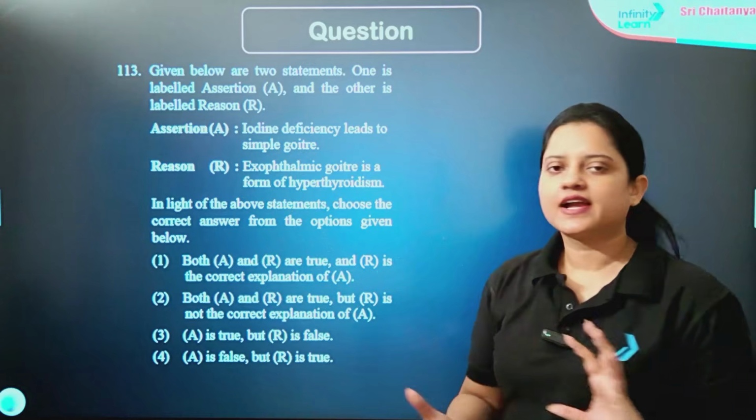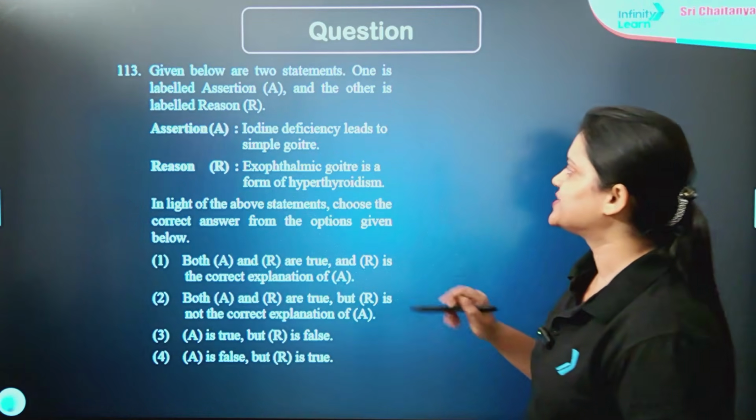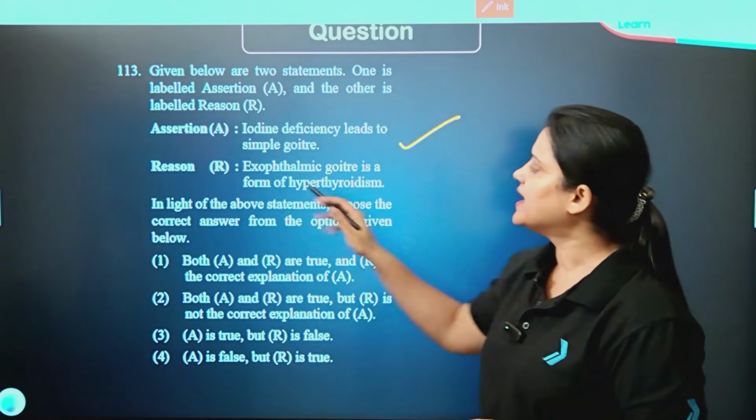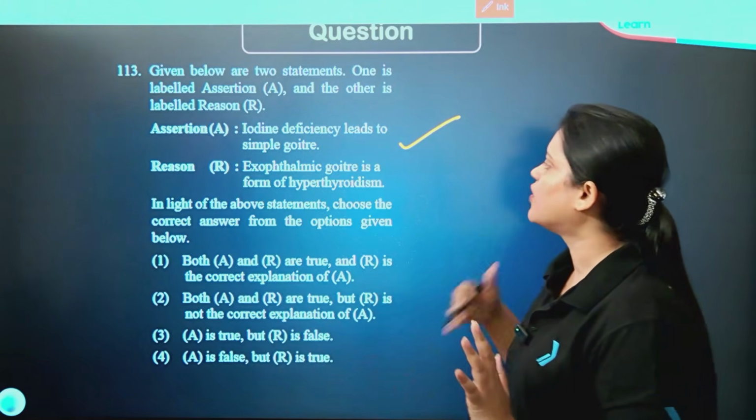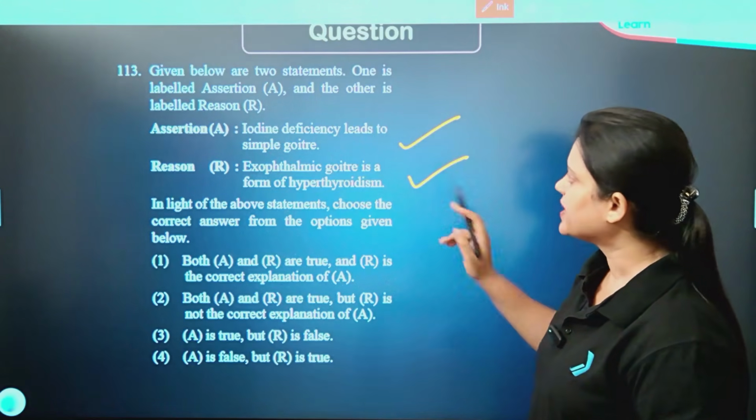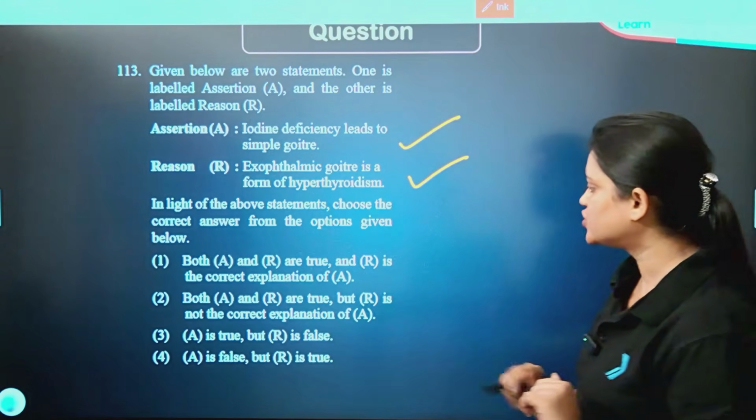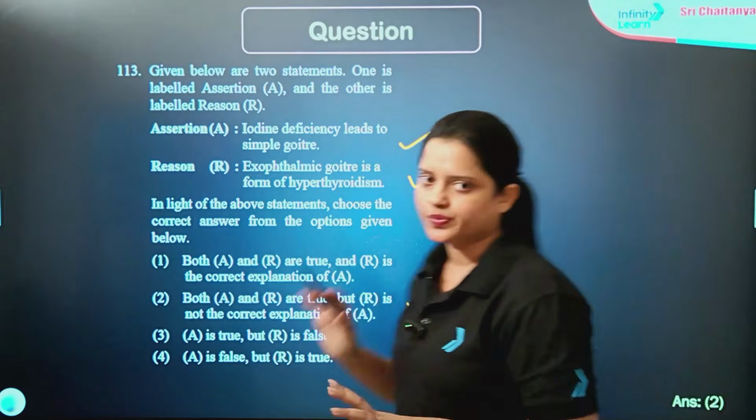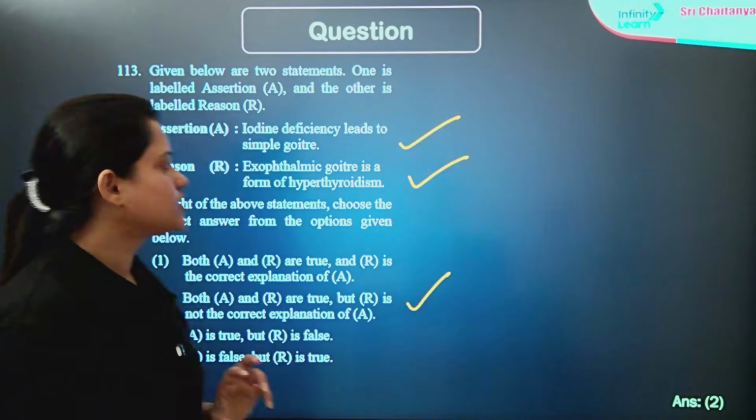Next, we have one more assertion and reason question. Iodine deficiency leads to simple goiter. That's true. Exophthalmic goiter is a form of hyperthyroidism. That is also true. So both are true, but not the correct explanation of the assertion, right? So the correct answer here should be 2. Let's move on to the next question.